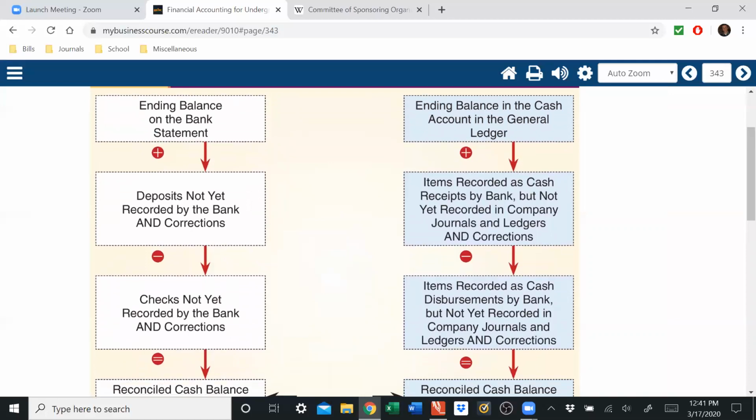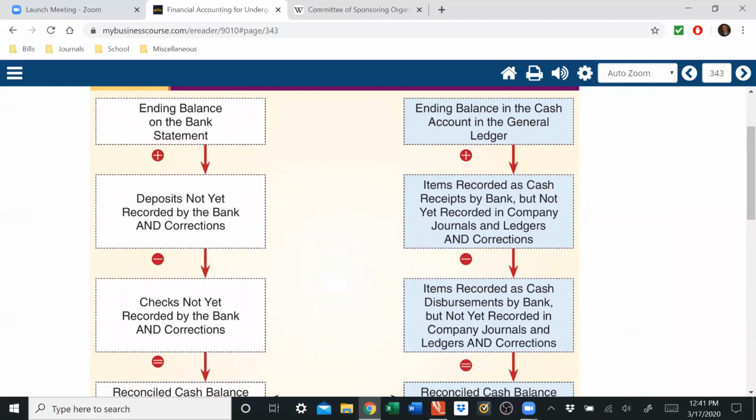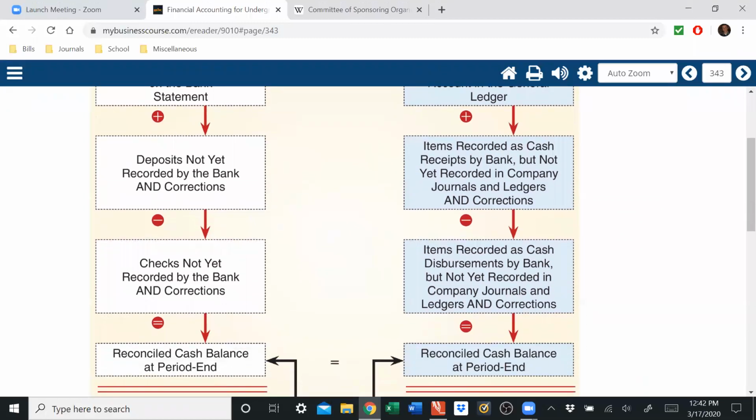So that's essentially what you do to the bank balance. You add deposits in transit and you subtract outstanding checks. To the book balance, that's where you usually have to do more to reconcile. You add any item recorded as a cash receipt by the bank but not yet recorded in the company's cash account. An example would be a note receivable. The bank collects for the company, and the company doesn't know the bank collected it until they get the bank statement. So it's definitely not in their cash balance yet. Once they see it on the bank statement, they have to add it: debit cash, credit notes receivable.